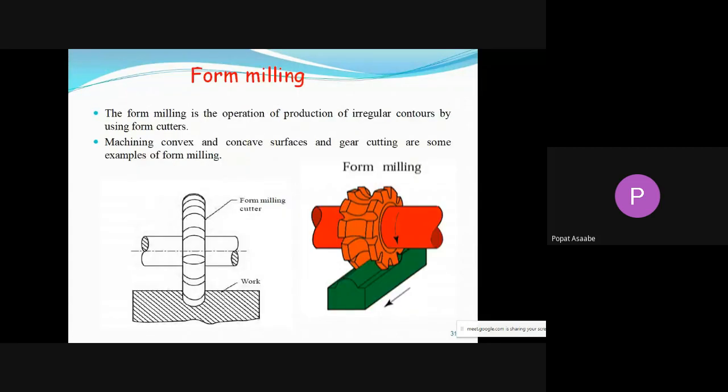Then form milling. Generally, this type of milling operation is used to perform the machining process on irregularly shaped workpieces. Whenever we want to produce convex or concave shapes, such shapes are generated with the help of these milling operations.